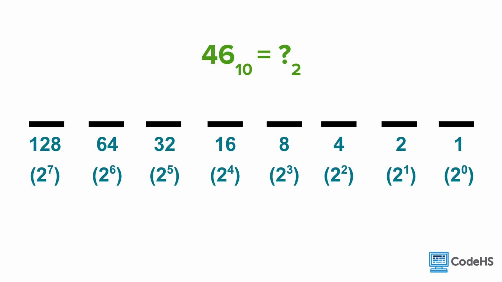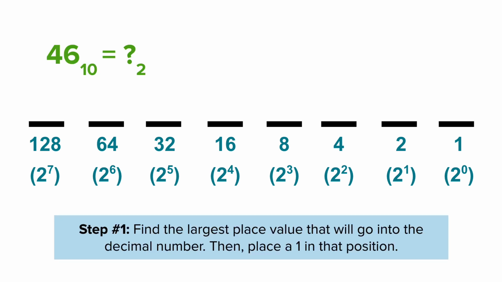Let's look at an example. What is the value of 46 in binary? Let's go through this process step by step. Step number 1. Find the largest place value that will go into the decimal number.